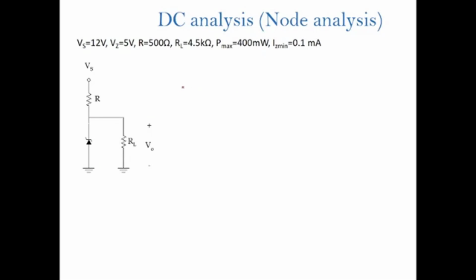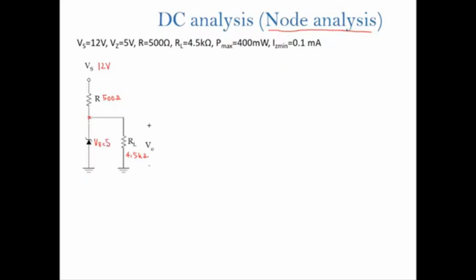There's another way you can analyze this circuit, by using node analysis. Instead of using Thevenin theorem, you can use node analysis. We will do the node analysis for this node. We have Vs, the supply voltage, is 12 volt, and then R is 500 ohm, RL is 4.5 kilo ohm, and then Vz is equal to 5 volt.